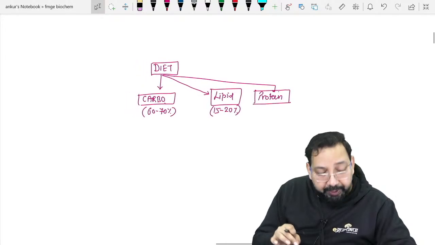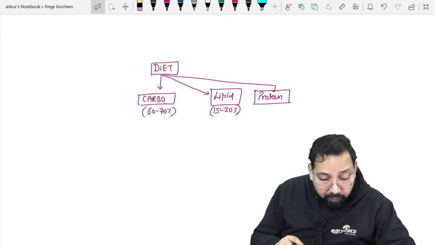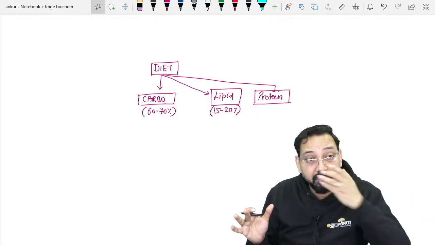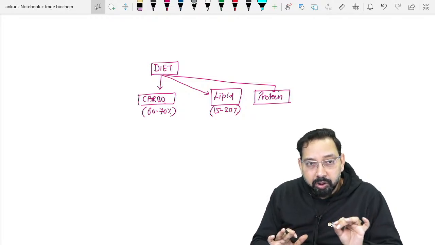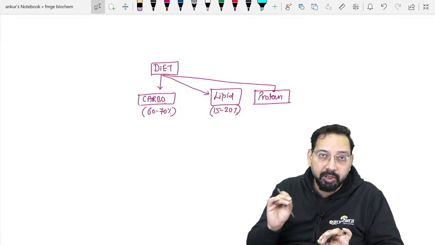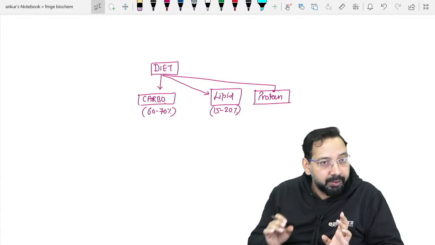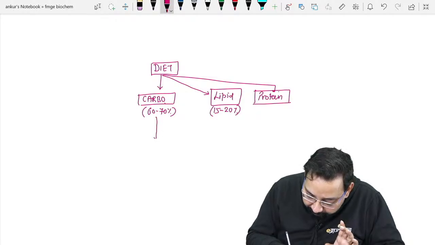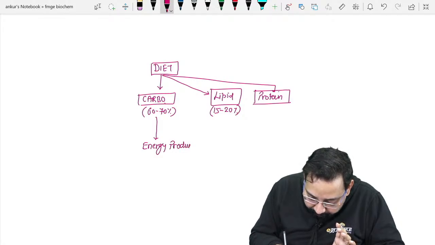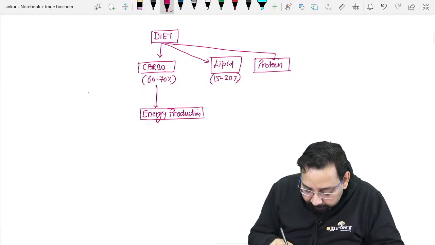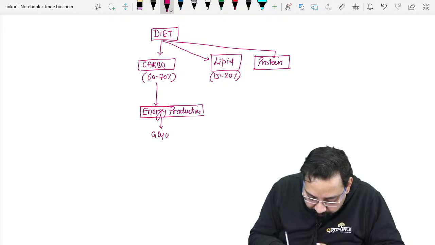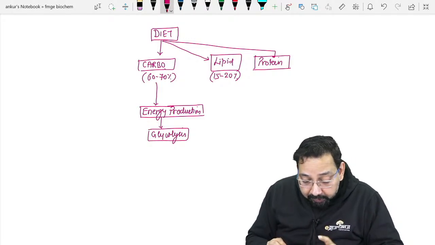So carbohydrate has so many functions. If you are taking carbohydrate in such a large quantity, it must have multiple purposes. But whenever carbohydrate comes to our mind, glucose comes to our mind, and we immediately think about glycolysis, Krebs cycle, and energy production. Definitely the main function of carbohydrate is energy production. One carb function is energy production, and that is done by glycolysis.